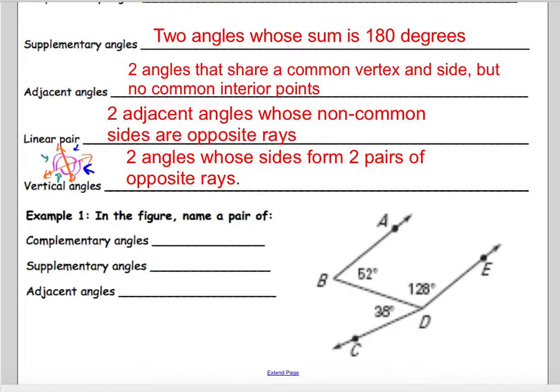One thing I don't think I mentioned a moment ago with the linear pairs is that when you have a linear pair, together they make a straight angle. And we learned the other day that a straight angle is 180 degrees. So together this linear pair will total 180 degrees. So they will be supplementary. But not all supplementary angles will look like this. Any two angles that add to 180 are supplementary. They do not have to be adjacent to each other.